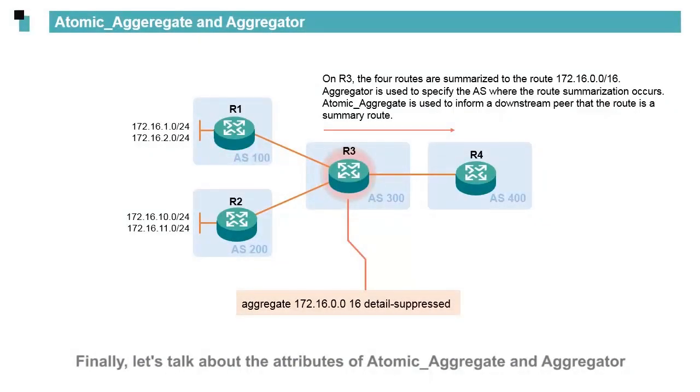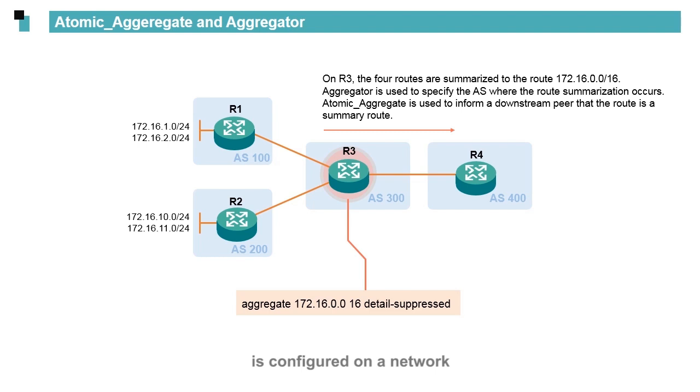Finally, let's talk about the attributes of atomic aggregate and aggregator. The two attributes are used to prevent routing loops when route summarization is configured on the network, especially on the large-scale network. On the network shown in this figure, R1 and R2 advertise 4 routes to R3. On R3, the 4 routes are summarized to the route 172.16.0.0/16. For R4, this summary route is a new one.